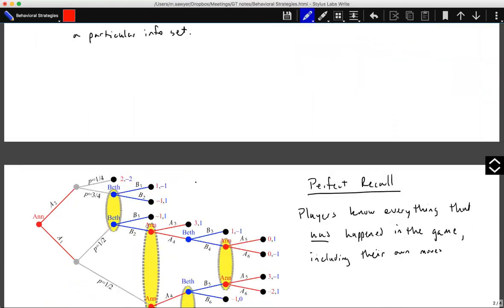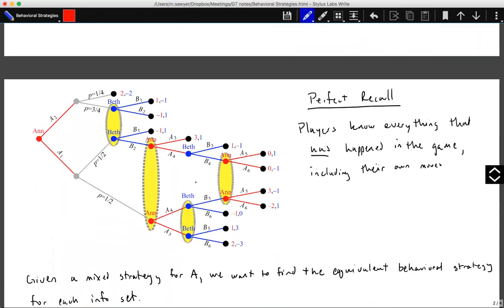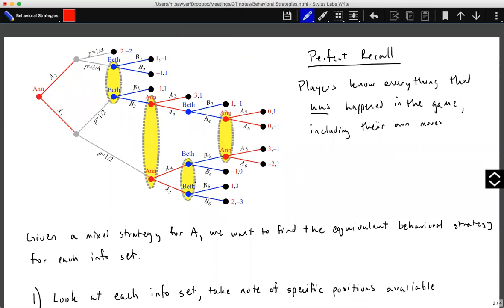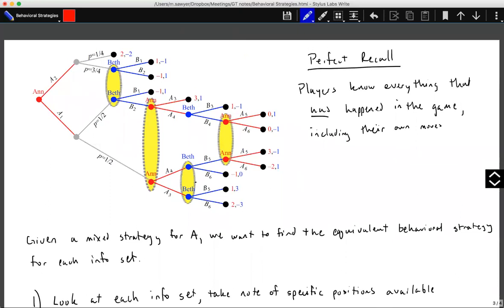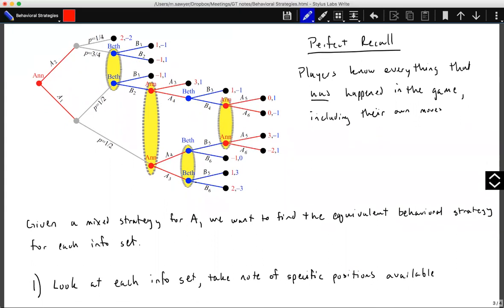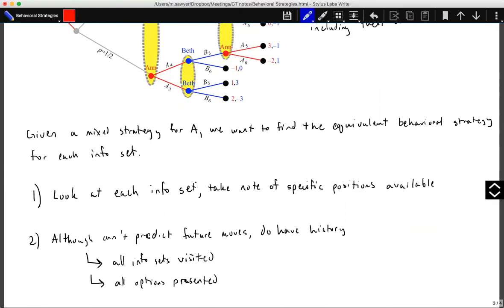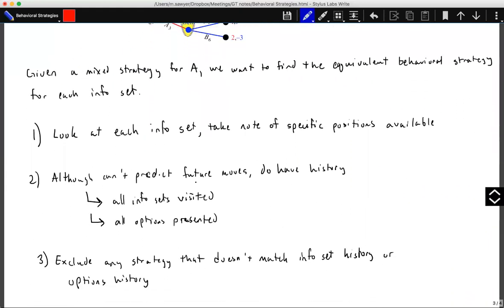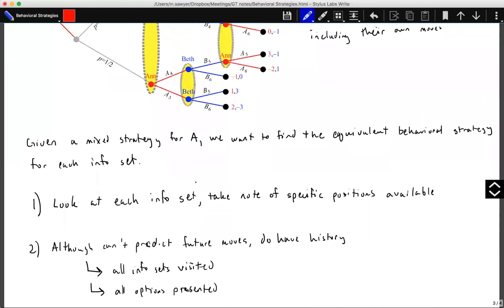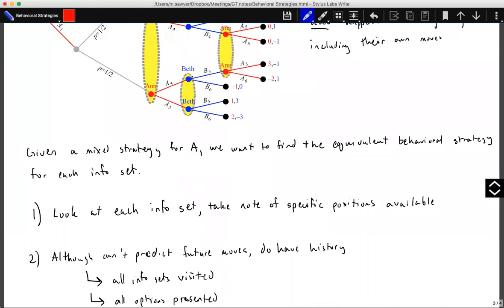So let's go back to the game. In the games that we're playing, we have perfect recall, so players know everything that has happened in the game, including their own moves. So given a mixed strategy for A, we want to find the equivalent behavioral strategy for each information set. So we look at each information set and we take note of the specific positions available. For example, if we're in this first information set here for Beth, we take note that we have B5 and B6 available to us.